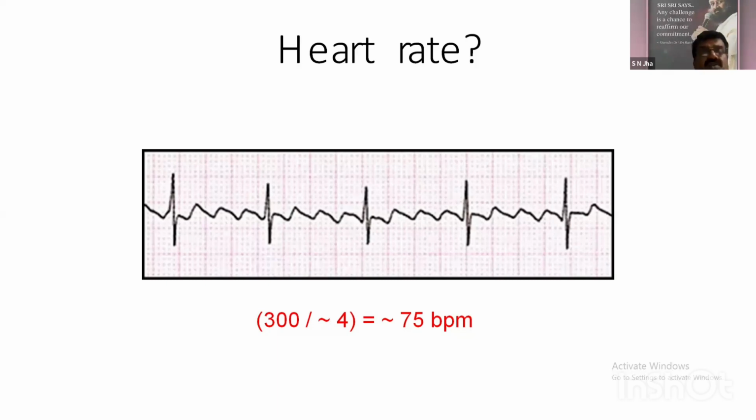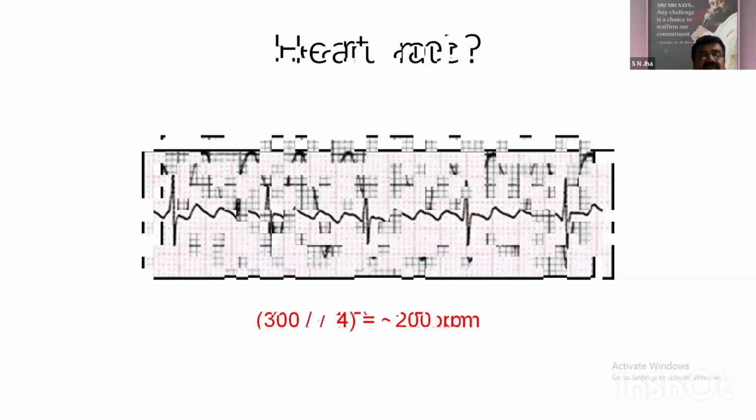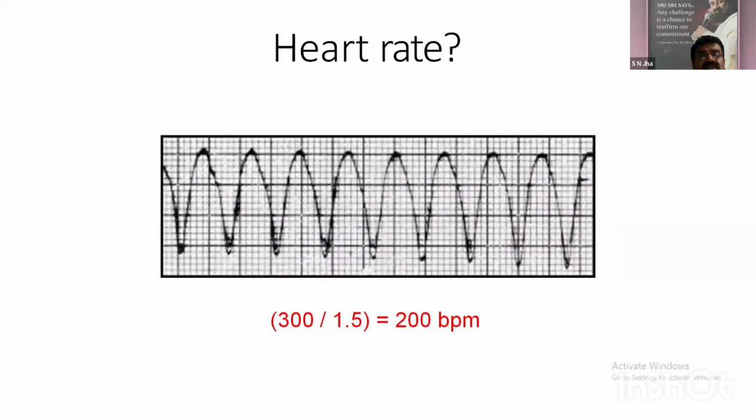We have not discussed this. These are sawtooth flutter waves. So this is atrial flutter, the sawtooth flutter waves. Now the heart rate here: what is the gap between two QRS complexes? It is 1.5 big boxes. So the heart rate will be 200.